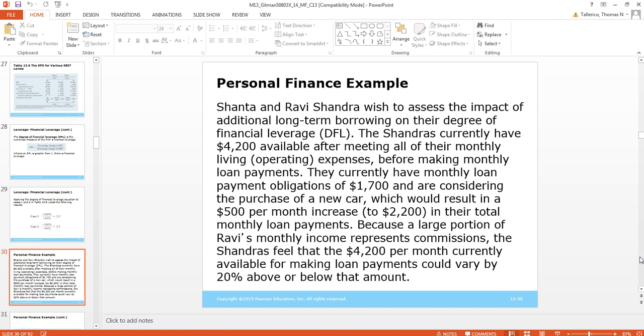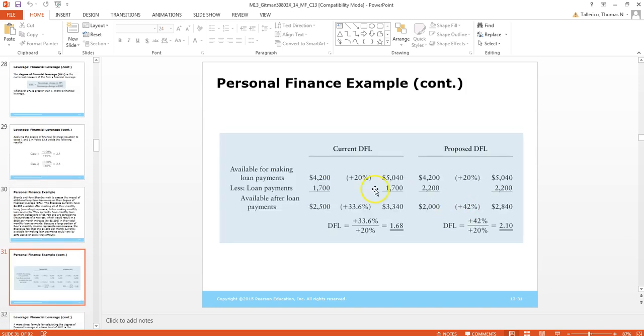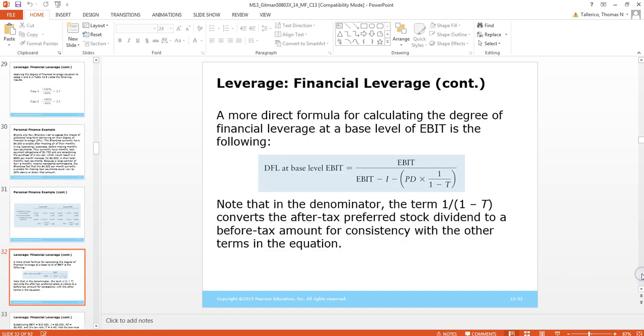And here's a personal finance example of that. You should go over that, and again, email me with questions. And they go through this. Basically, here's the current degree of financial leverage, and here's the proposed degree of financial leverage.